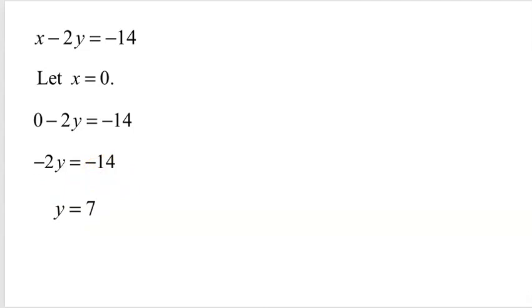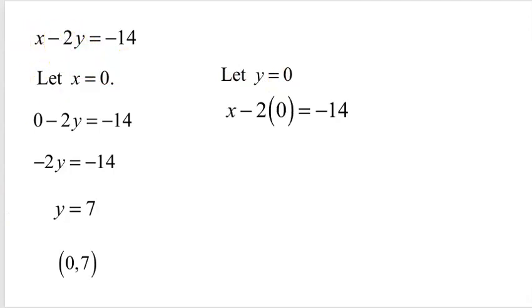So when x is 0, y is 7. That's one of my intercepts. That is my y-intercept. To get the x-intercept, we're going to let y equal 0. Letting y equal 0, I get x minus 2 times 0 is -14. X minus 0 is -14. X is -14. So when y is 0, x is -14. So the x-intercept is -14, 0.